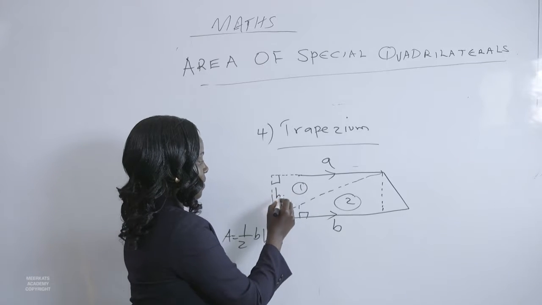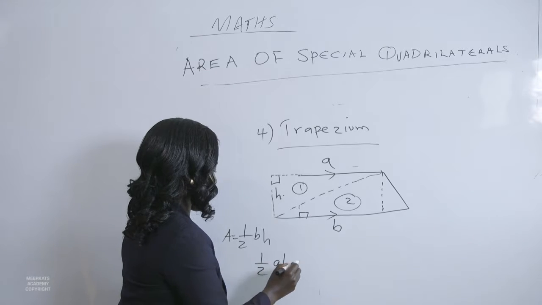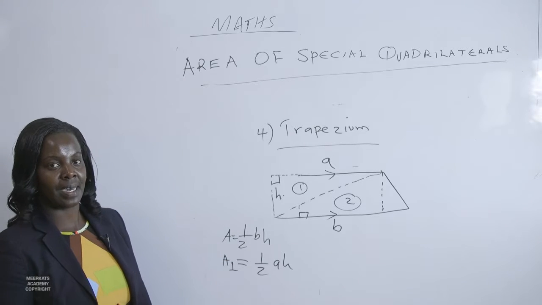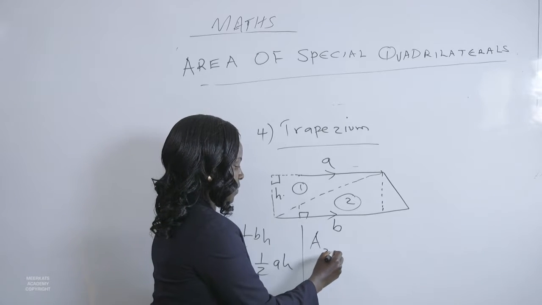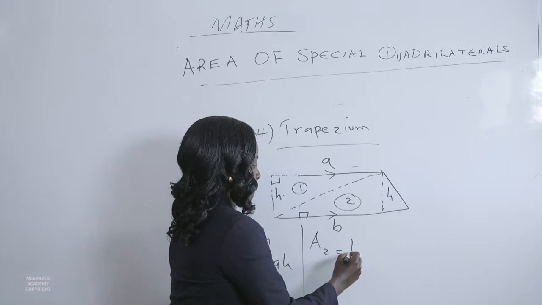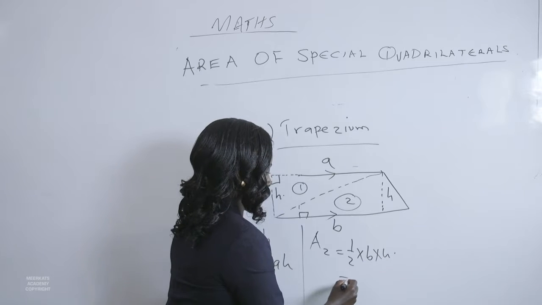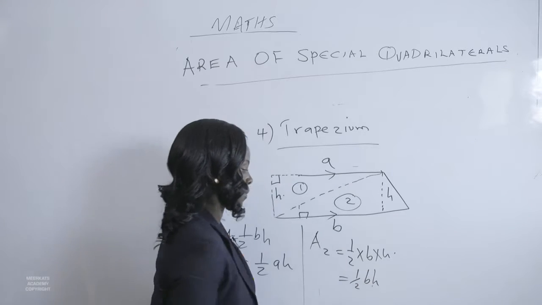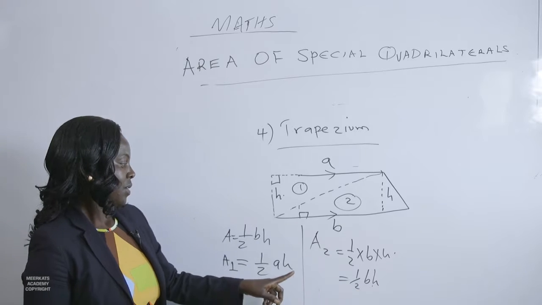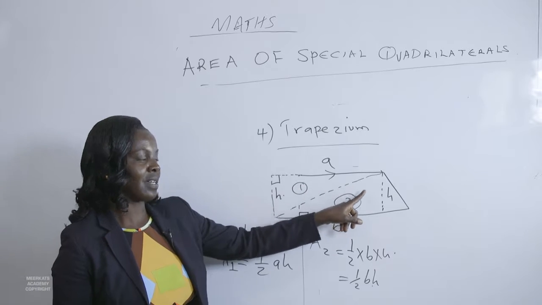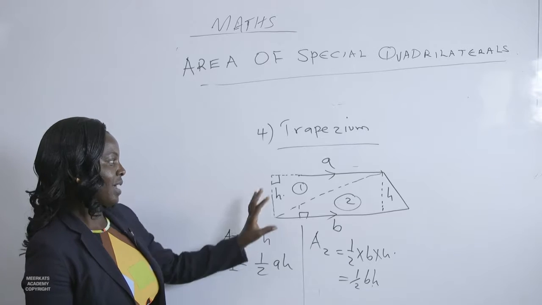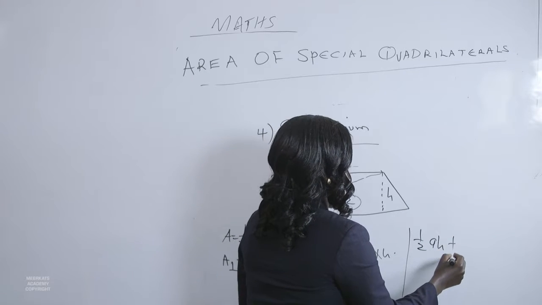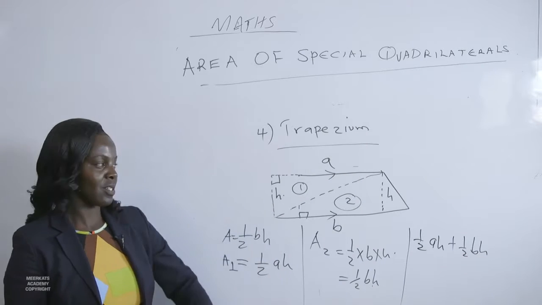which in our case, area of triangle 1 will give us a half AH. Area of triangle 2 will give us a half BH. So now we have the two areas, the area for triangle 1 and triangle 2. For us to get the area of the whole of this figure, we add the two. We add the areas of the two figures.